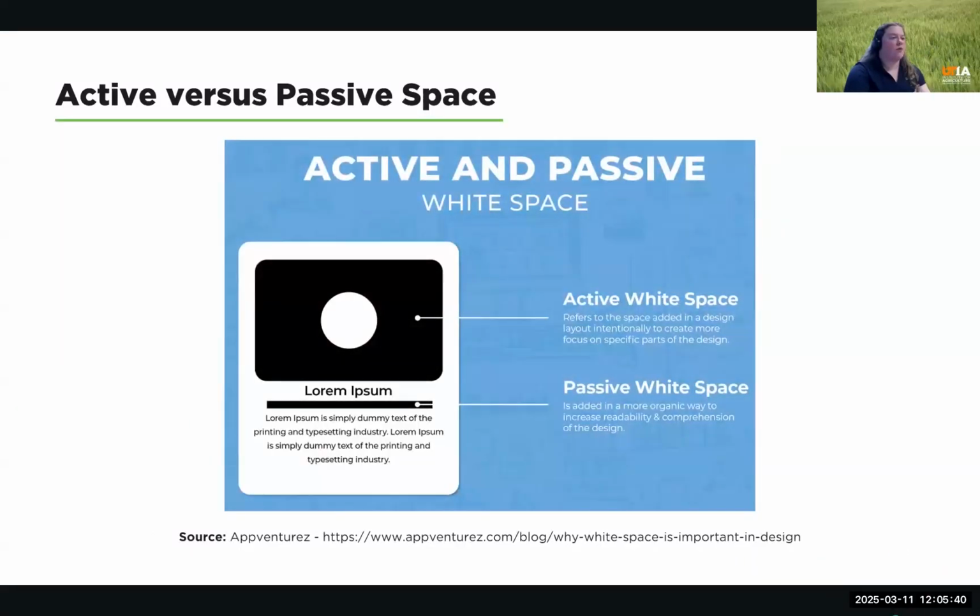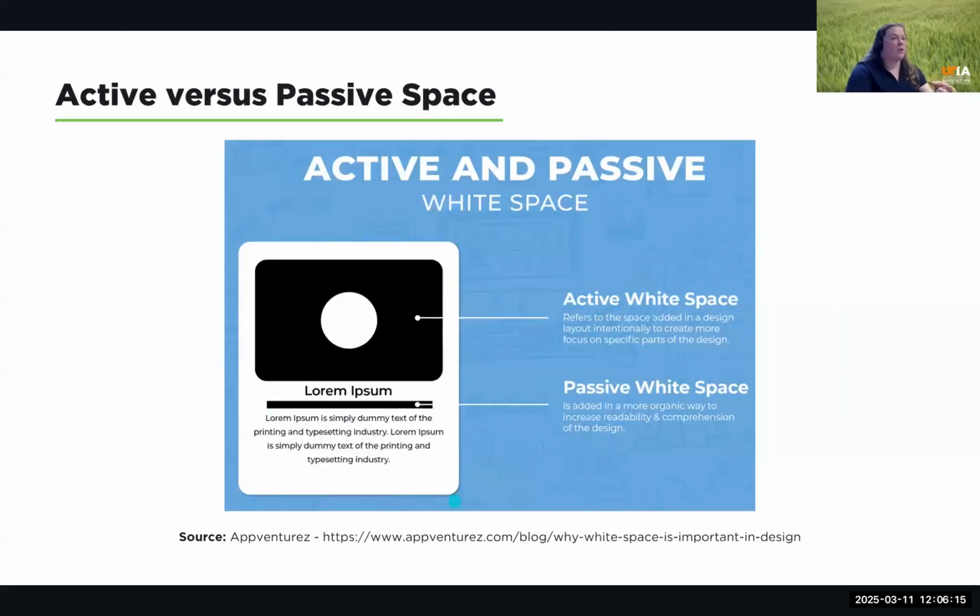And then we've got what we refer to as active versus passive space. So active white space is any space that you are going to add intentionally to kind of put focus on a specific portion of the design. So in this instance, all this space, and it's black in this example, but just to show that the negative or the white space around this circle here is intentional because they want that focus to be up on the circle in the top.